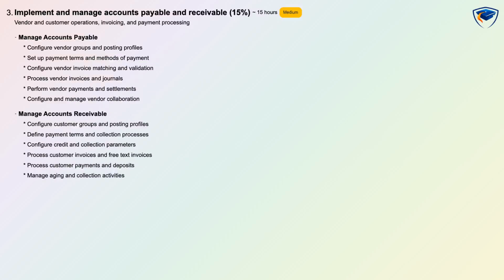Implement and manage accounts payable and receivable is 15% of the exam, medium difficulty, and expects about 15 hours of hands-on and conceptual practice. On the payable side you will configure vendor groups and posting profiles, payment terms and methods, and vendor invoice matching and validation, then process vendor invoices, payments and settlements while enabling vendor collaboration.